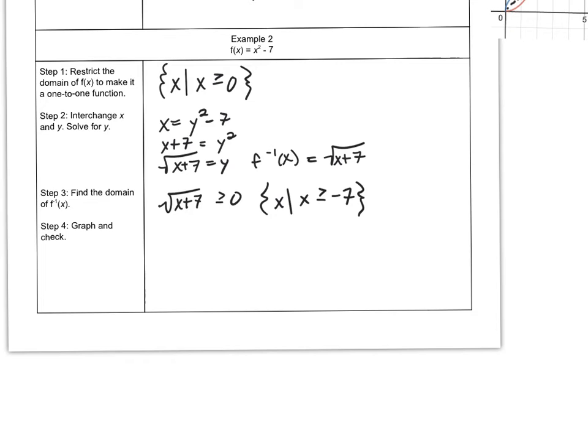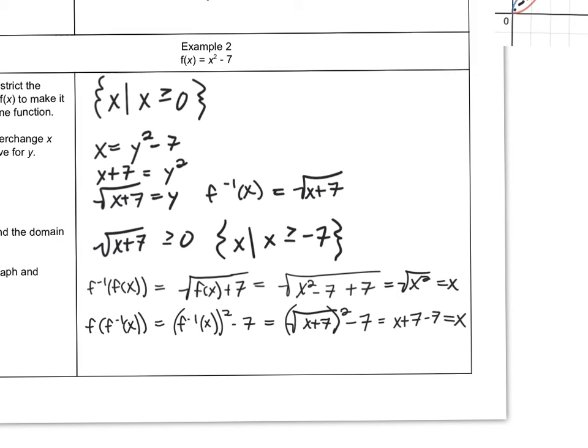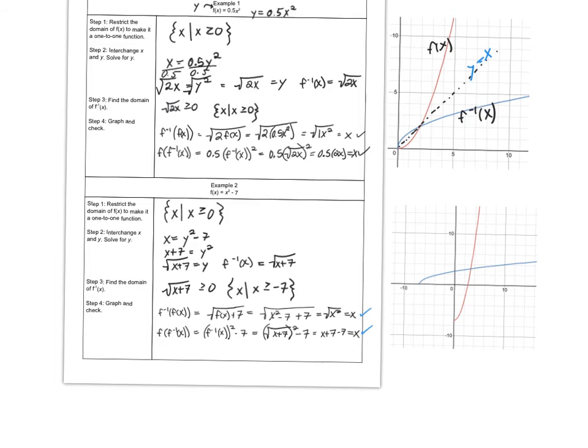So now let's check our work and graph it. Once again, when we apply our inverse to our function and then apply our function to our inverse, we get x both times. And then again, the graph of the inverse and the original function are symmetric about the line y equals x. So it looks like we've done this right.